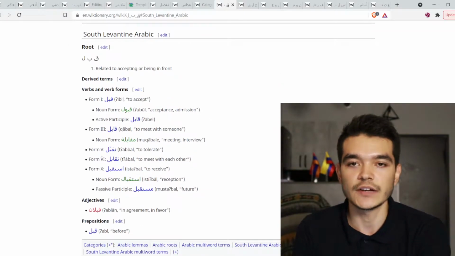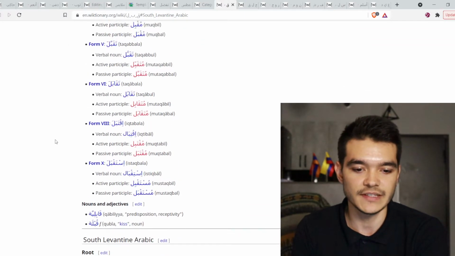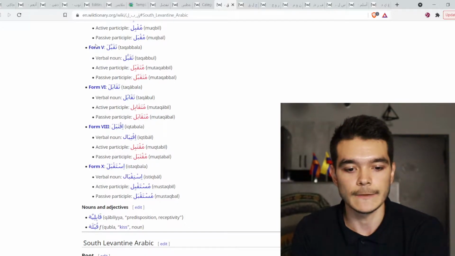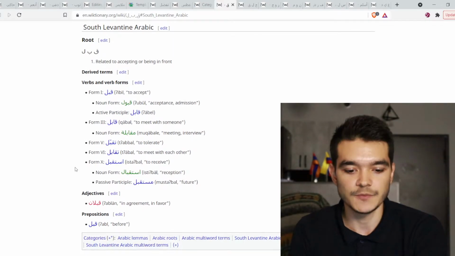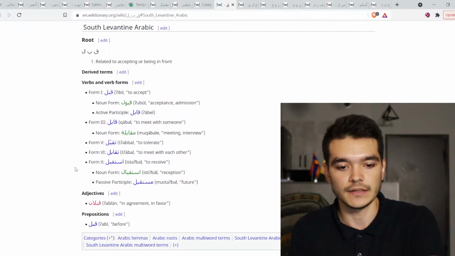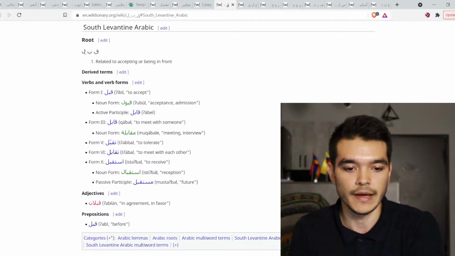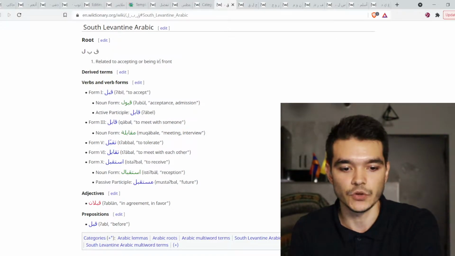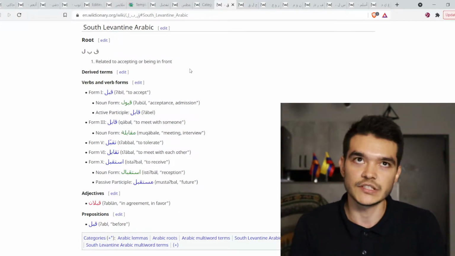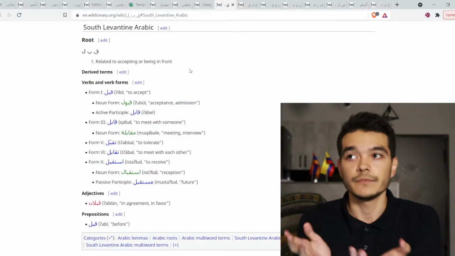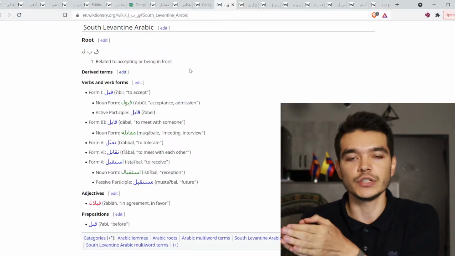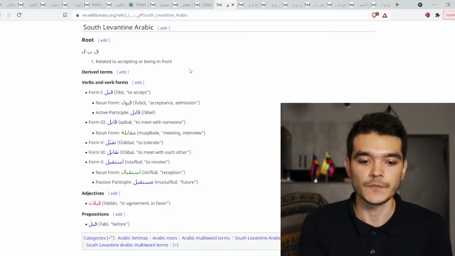So these are the words that are actually used in the dialect for this root, because obviously there's plenty more, but some of them are only Fusha and that kind of thing. So this is what the root page basically looks like. Here you see qabala, and there's a general description of what that root usually means, or what words usually mean when they have that root.